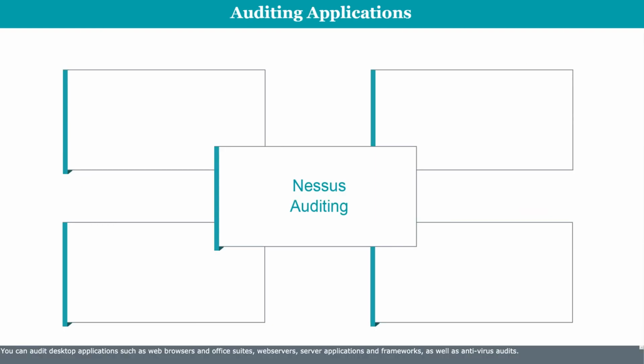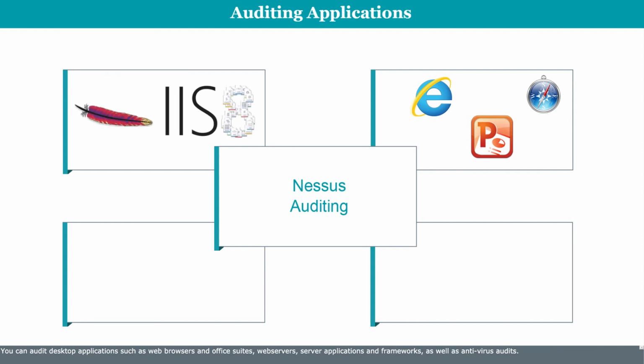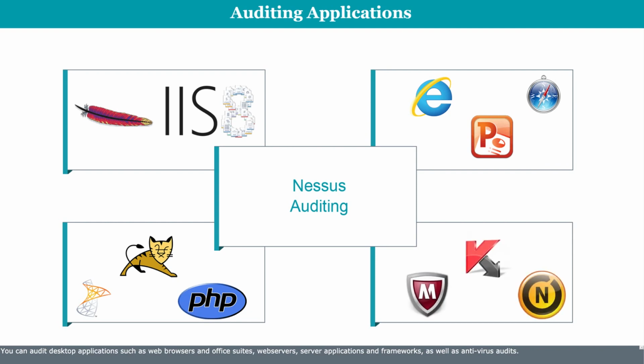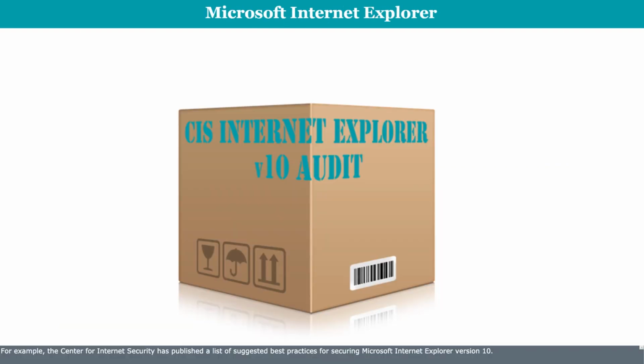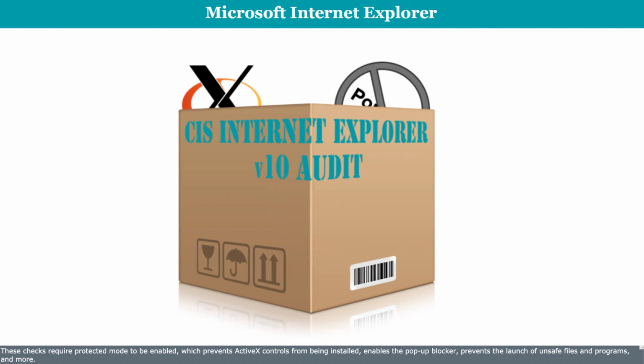You can audit desktop applications such as web browsers and office suites, web servers, server applications and frameworks, as well as antivirus audits. For example, the Center for Internet Security has published a list of suggested best practices for securing Microsoft Internet Explorer version 10. These checks require protected mode to be enabled, which prevents ActiveX controls from being installed, enables the pop-up blocker, prevents the launch of unsafe files and programs, and more.